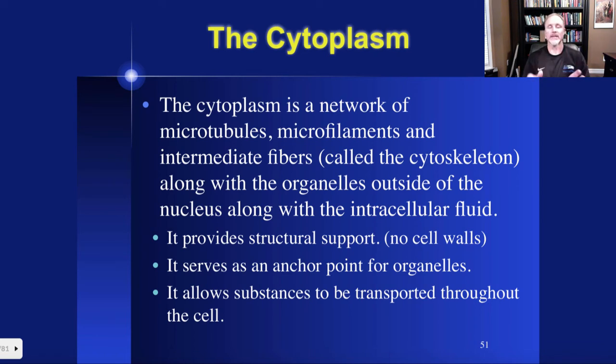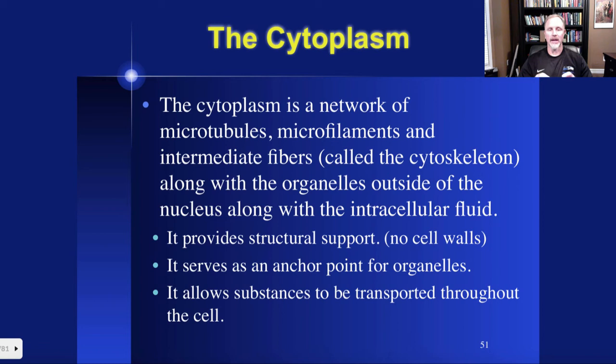And then when you mix in with that the different organelles, this is where you get this entire network of cytoplasm. So the cytoplasm includes all of the microtubules, microfilaments, intermediate fibers, the organelles, and the intracellular fluid, or the cytosol as it's called. What the cytoplasm basically does, along with the cytoskeleton, is it provides structural support for the cell, because animal cells, of course, have no cell walls.